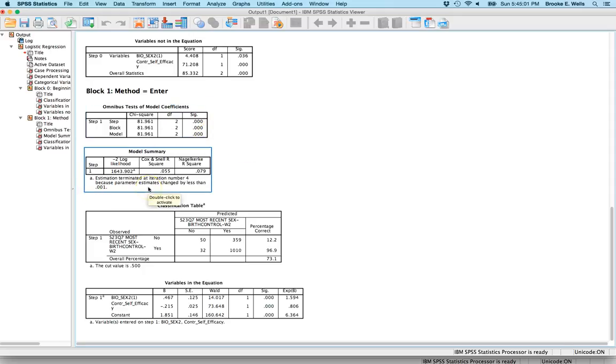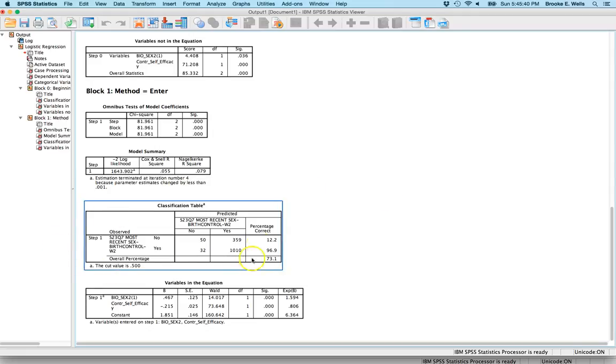Another model statistic that we'll look at, these are R-squared values, and these are typically interpreted fairly similar to how the R-squared values in regression are interpreted, and as they are in correlation as well. And so in this case, a lot of people prefer the Nagelkerke R-squared. So in this situation, we would say 7.9% of the variability in contraceptive use can be explained by both of these variables being in the model, gender and contraceptive self-efficacy. So again, this is a fairly small effect that we're looking at here.